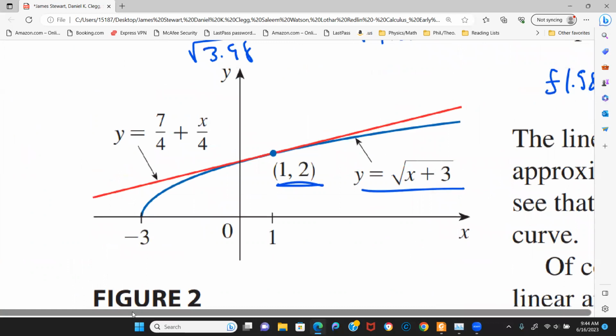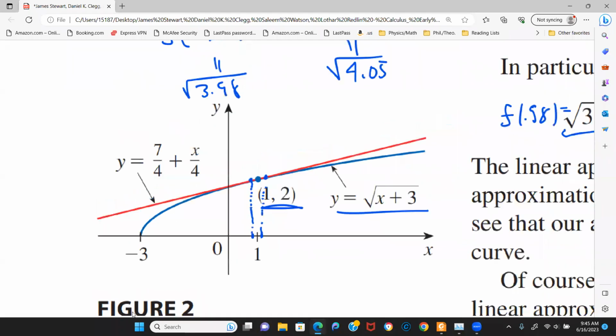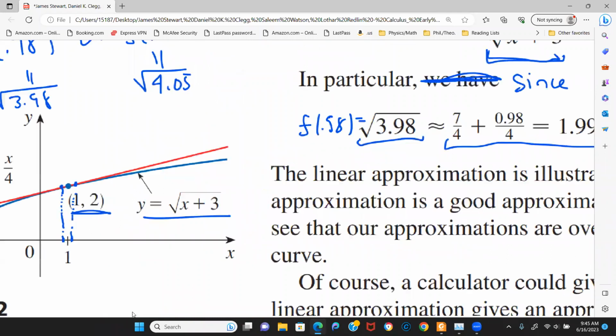So 0.98 might be right here, and then 0.015 might be right here. So you trace them up, and you can't even really, with the naked eye, distinguish whether this point is on the red curve or the blue curve. It looks like they're on both curves. So that's the point of a linear approximation.